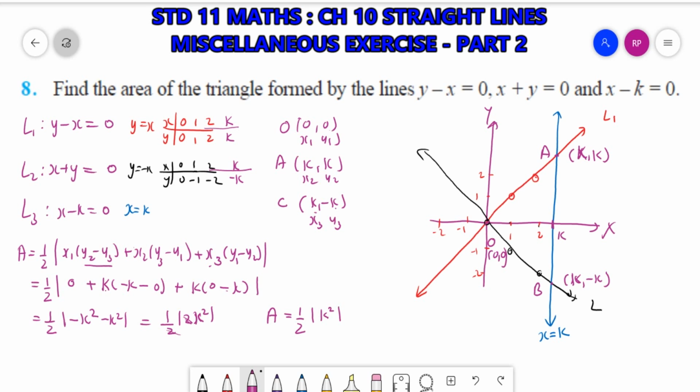Now we know that k square will always be positive. Area of the triangle, sorry, it will not be half k square, it will be modulus of k square, because the 2 gets cancelled. That is equal to k square square units.